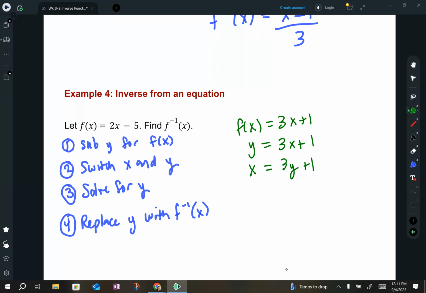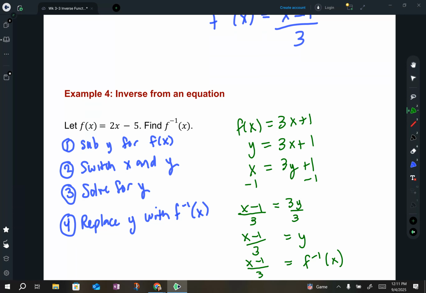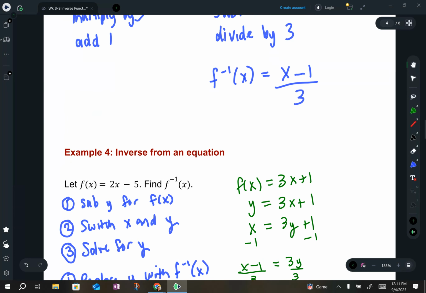So to solve this equation for y, we first subtract the 1. x minus 1 equals 3y, and then we would divide by 3. And finally, we'd write this as f inverse of x. And that worked out great. That's exactly what we got when we just thought through it.